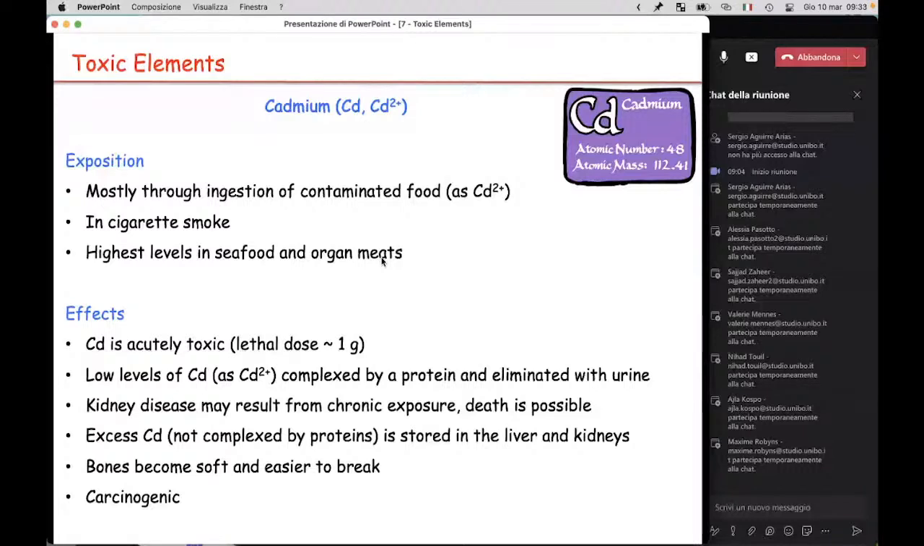Of course, cadmium is also acutely toxic, so the lethal dose is about 1 gram, but the toxicity of cadmium is chronic toxicity, so very small doses for long times. The body possesses detoxification systems for cadmium, so there's a specific protein that can bind cadmium and eliminate it with the urine. But of course, it can be sufficient only if the cadmium dose is very small and the exposure is not too prolonged in time.